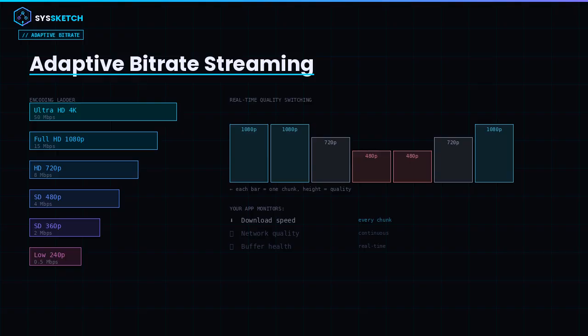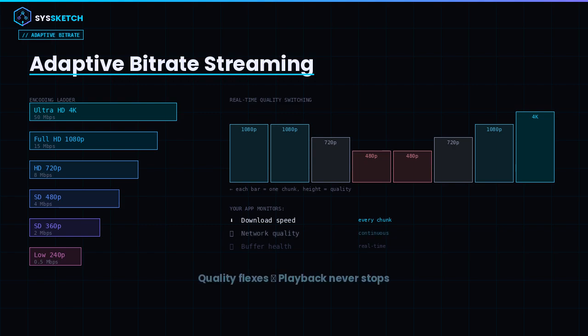At any given moment, your app is making a decision. What is the best quality level I can reliably download for the next segment, given the speed I am seeing right now? It is a continuous feedback loop running in the background the entire time you watch. This is the heart of how Netflix works. Thousands of intelligent quality decisions per minute, each one keeping your stream alive and as sharp as your connection allows.